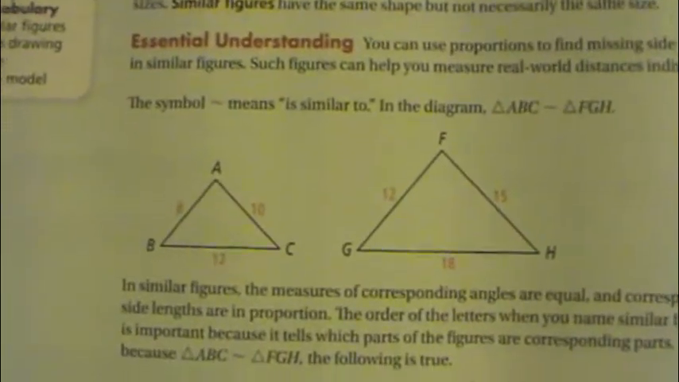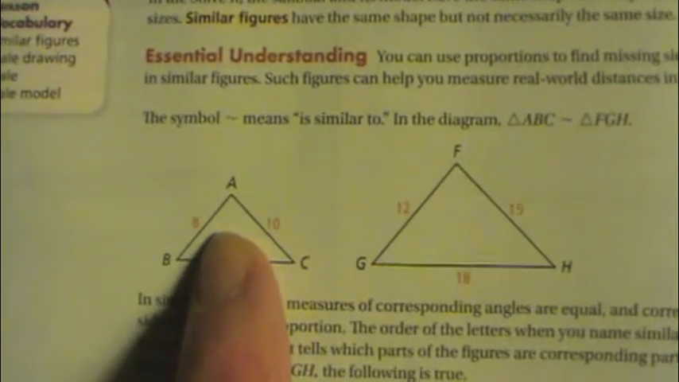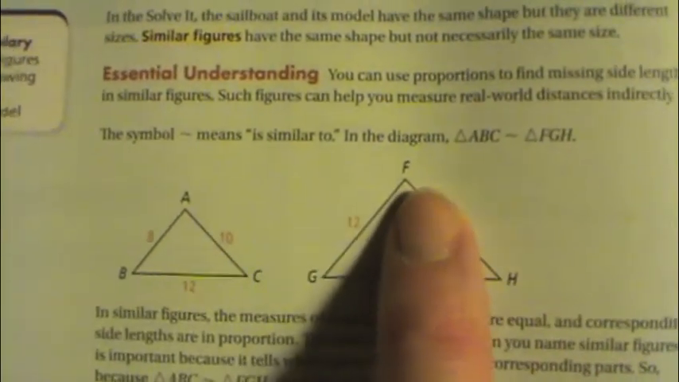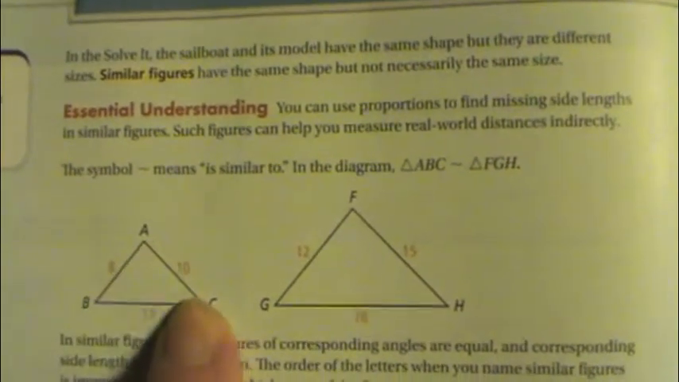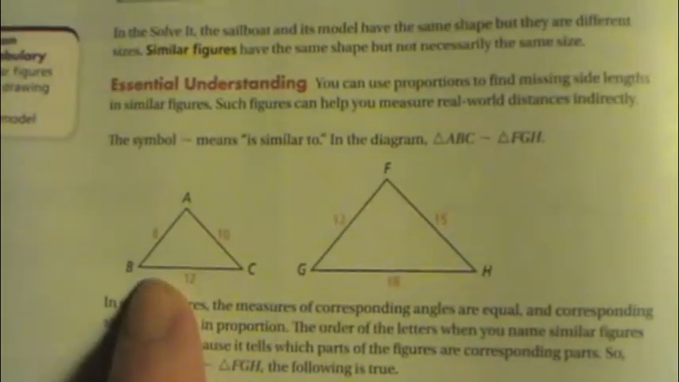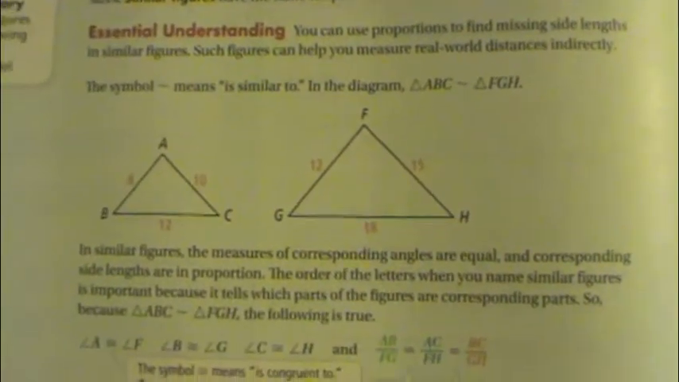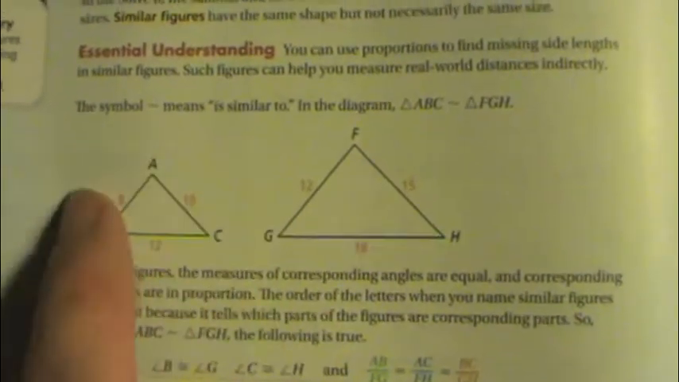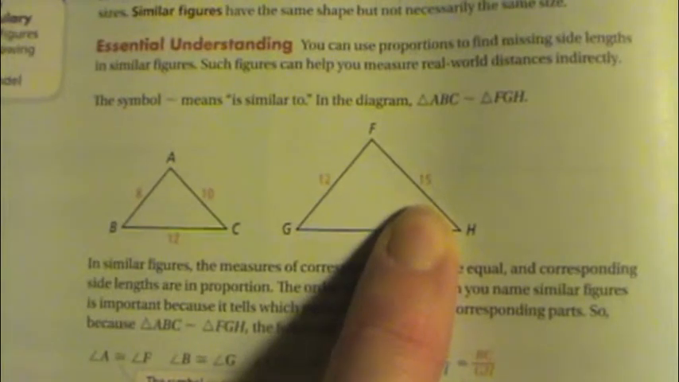If you look closely, triangle side AB is length 8, whereas the similar side FG is 12. Side AC is 10. The similar side is 15 over here. Side BC is 12. Side GH is 18 over here. The sides on these two triangles are all in proportion to each other.